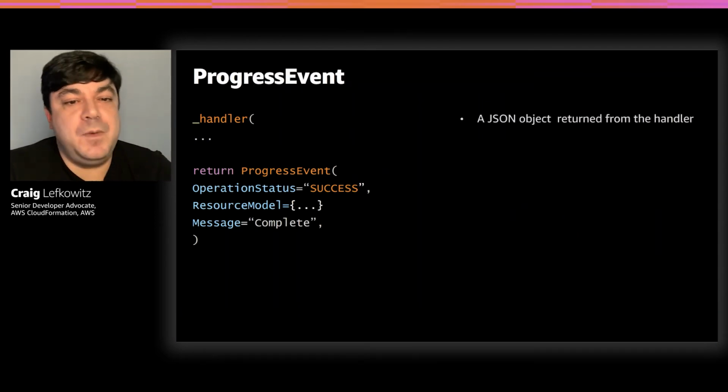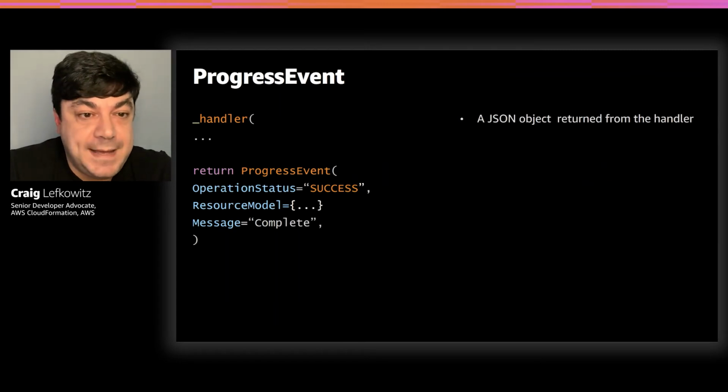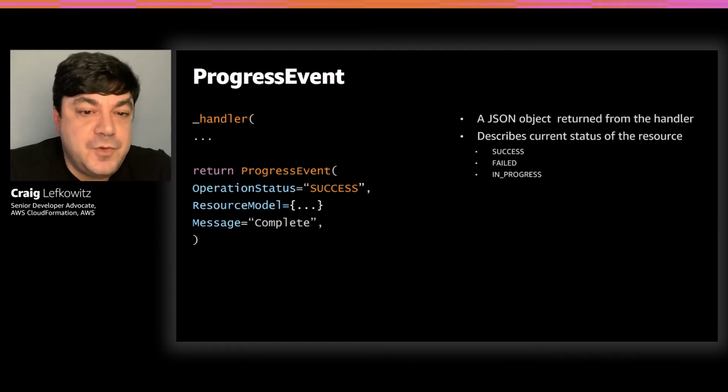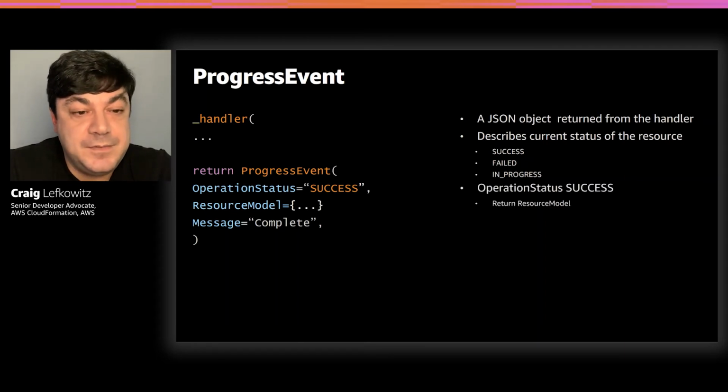So let's first talk about what a progress event is before getting to callbacks. A progress event is a JSON object that's always returned from your handler. The progress event describes the status of your resource, which is either success, failed, or in progress.